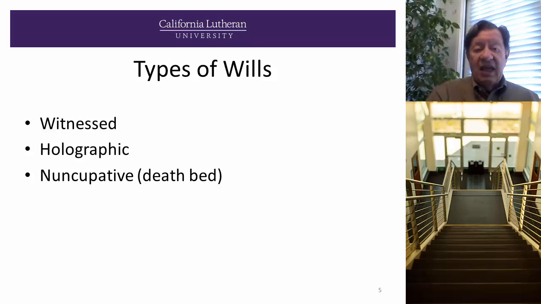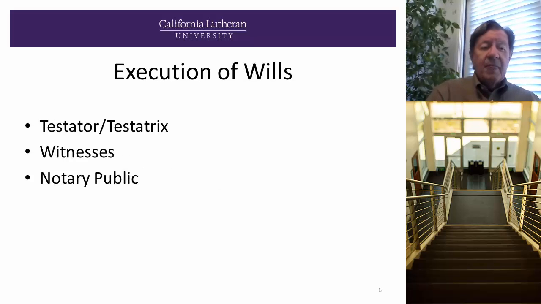There are three types of wills we have. Again, I'm not going to spend a lot of time on this, as it is covered very well in the textbook. There's the witness will, which is by far the most common, the holographic will that's recognized in some states, and the non-cumulative or deathbed will that's recognized in some cases. I would say for practical matters, you're probably not going to run into any cases other than the witness will. And that varies as to who has to be witnesses by state.